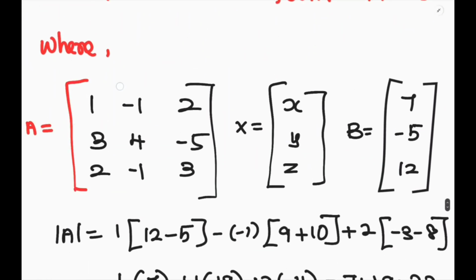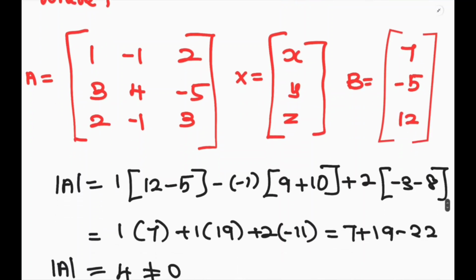So your A is nothing but 1 minus 1, 2, 3, 4 minus 5, 2 minus 1, 3. X is nothing but X, Y, Z. B is 7 minus 5, 12. So that is your B. Next, we need to find the determinant of A in order to find the inverse. So determinant of A is this one. So if you leave this corresponding row and column, you'll get 4 3s are 12 minus 5, right? So 12 minus 5. This minus into minus becomes plus.